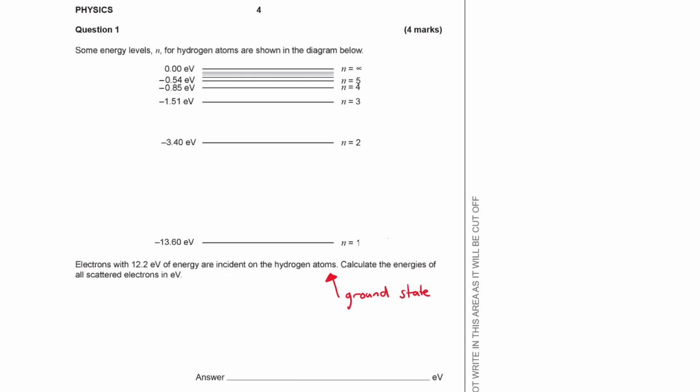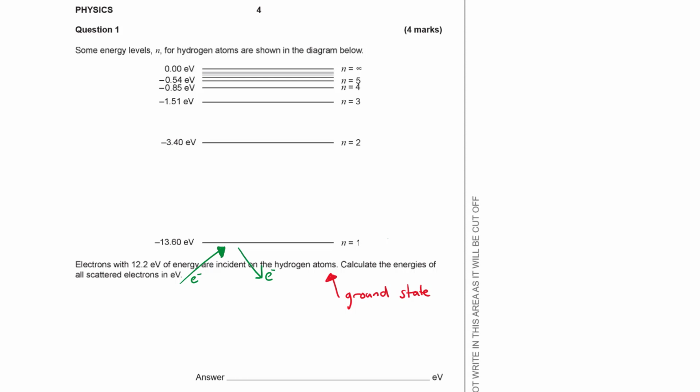Now in this question, what you've got is electrons incident at the ground level, and then what's going to happen is the energy from those electrons will either be transferred through absorption into the hydrogen atom, or there will be an elastic collision and the electron will just bounce off with the exact same amount of energy as it did when it was incident on there.